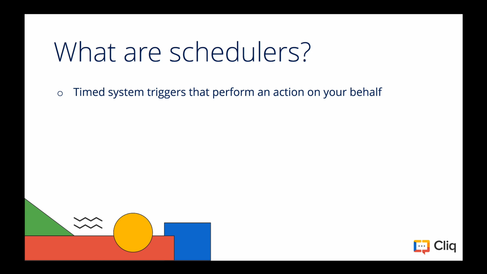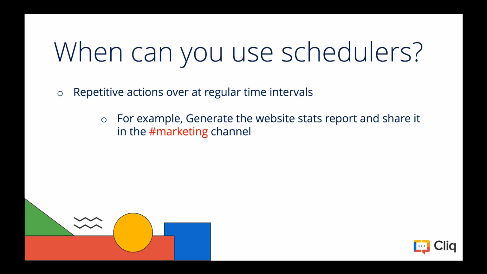So what are schedulers? A scheduler is just a timed repetitive action that is performed over a periodic interval. It is important to understand when you can employ and configure a scheduler. For example, generating your website engagement statistics report. This might be a weekly or a monthly action where you want your team to know how your website is performing, the user engagement, and to discuss where you can improve. So since this action is repetitive between the same time interval, you can go ahead and configure a scheduler to generate the report and share it directly in a channel.